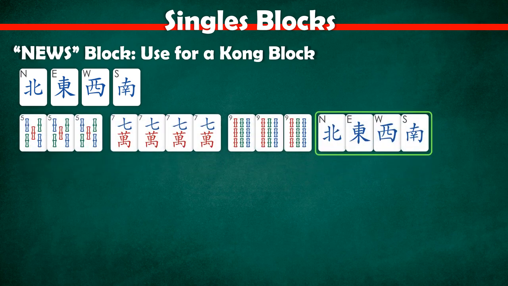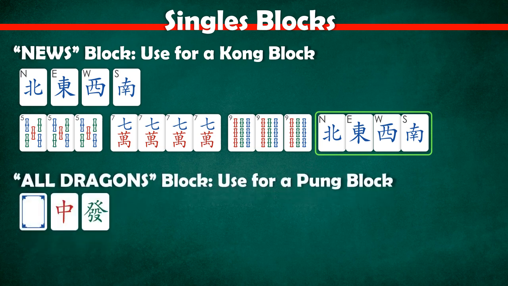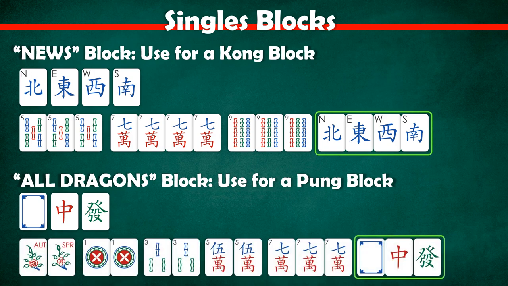This block can be used in any pattern that uses Kongs. The second block is an all dragons block with a pung consisting of one of each dragon: white, red, and green. This all dragons block can be used in any pattern that uses pungs. These tiles are considered singles, so jokers cannot be used for these blocks.